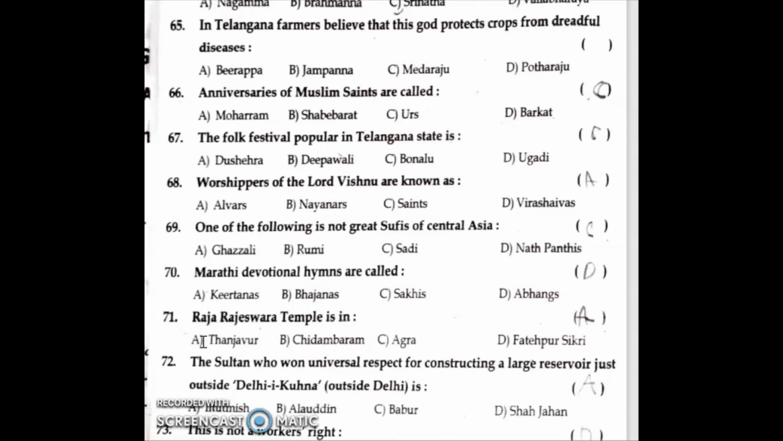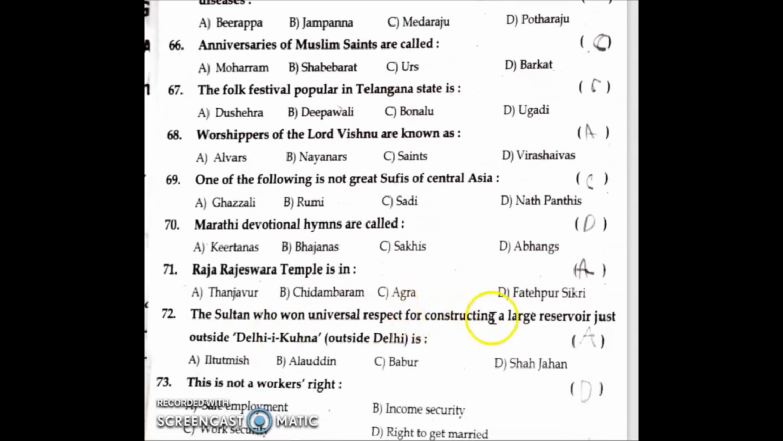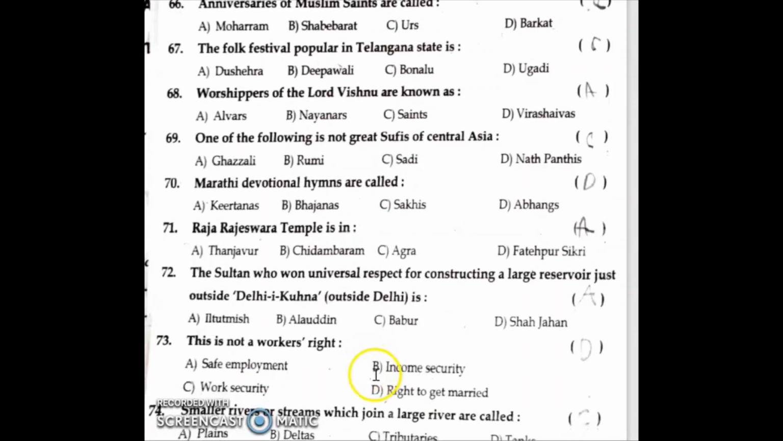72. The Sultan who won universal respect for constructing a large reservoir just outside Delhi, this answer is Iltutmish. A is the correct answer. 73. This is not a worker's right. Right to get married is everyone's right. It is not only a worker's right. So that is not a worker's right, which is the correct option.